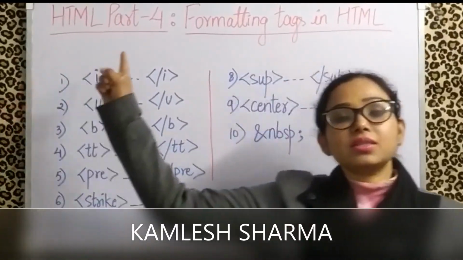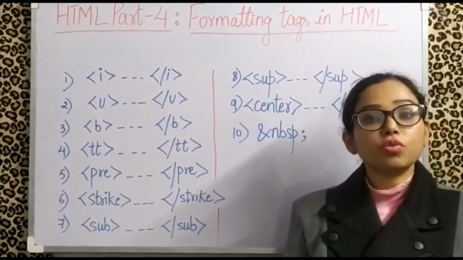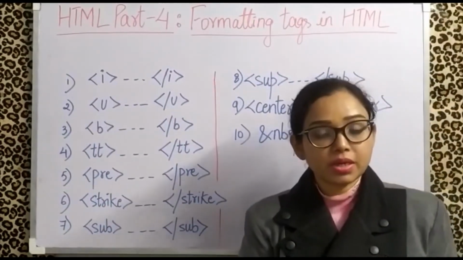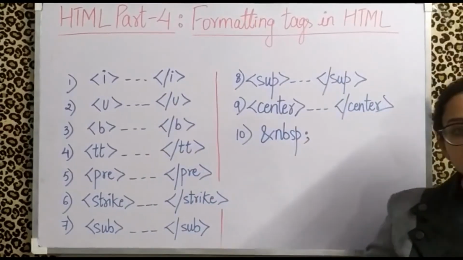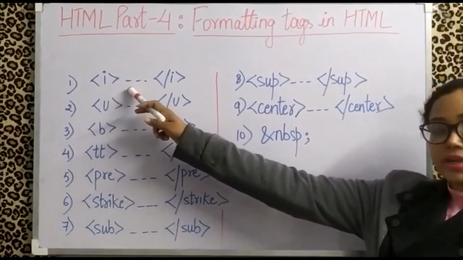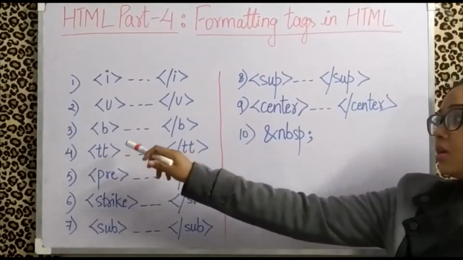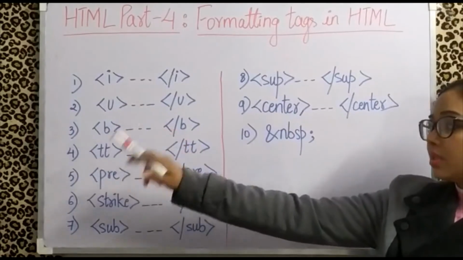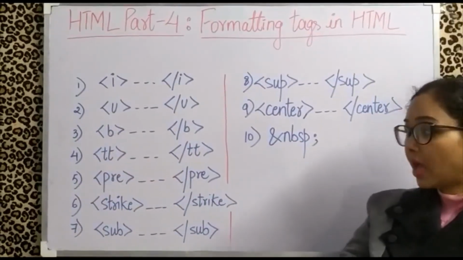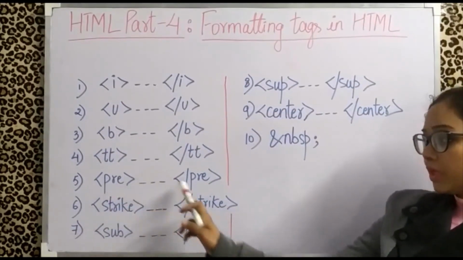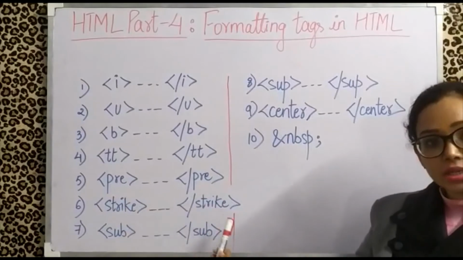As you can see, this is part 4 of the HTML tutorial, and here we are going to cover the formatting tags in HTML. These are the 10 tags which we will study in this tutorial, starting from the I tag, which is the italics tag. Then we'll look into the underline tag, followed by the bold tag. Then we will see what is the use of TT, which is the typewriter tag. Then we will see the pre tag. Then we will look into the purpose of strike tag.